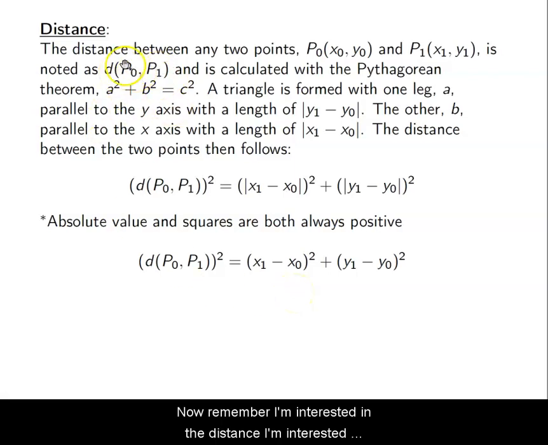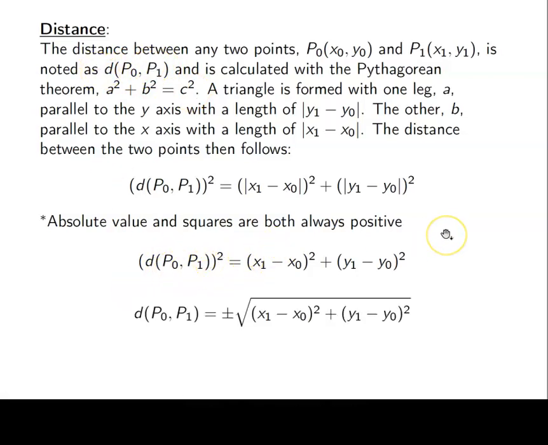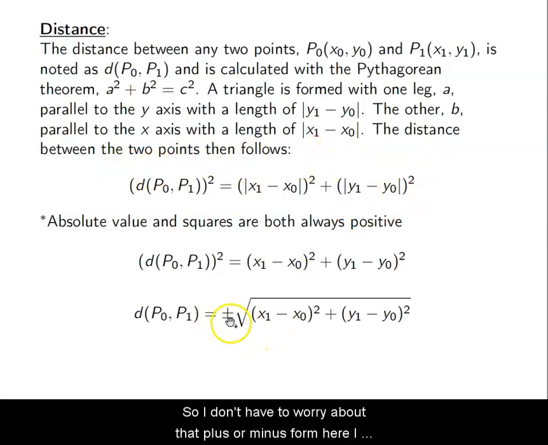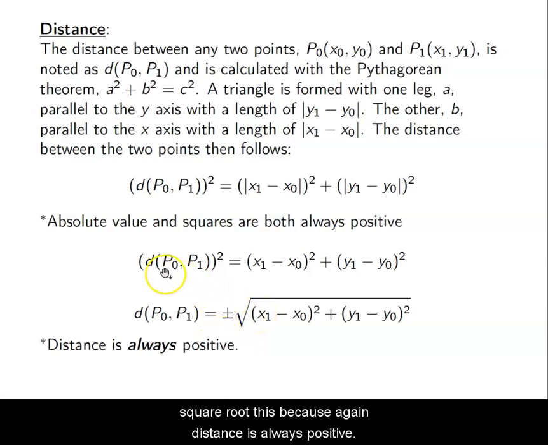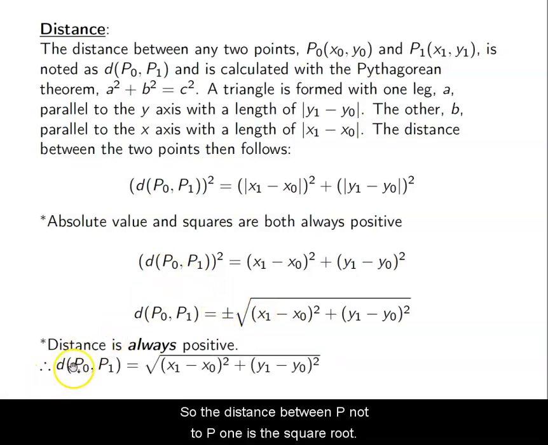Now remember, I'm interested in the distance. I'm interested in this value c. So if I want to get distance, but I have distance squared, well, that means I have to take the square root of both sides. Okay. Now remember, distance is always positive. So I don't have to worry about the plus or minus form here. I only have to worry about the positive answer when I square root this, because again, distance is always positive. So the distance between P0 and P1 is the square root of the sum of the squares of the differences of their x values and their y values.